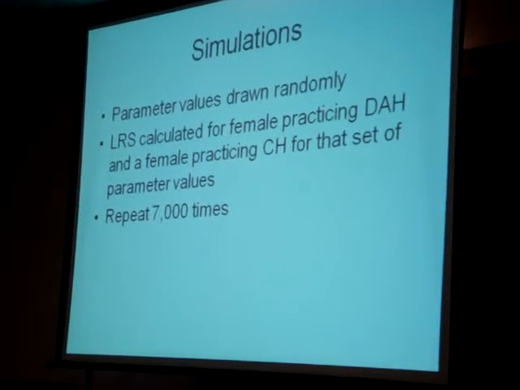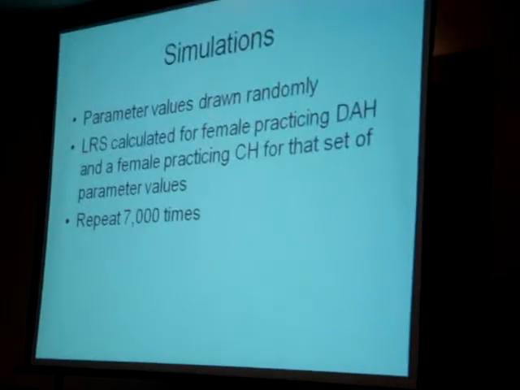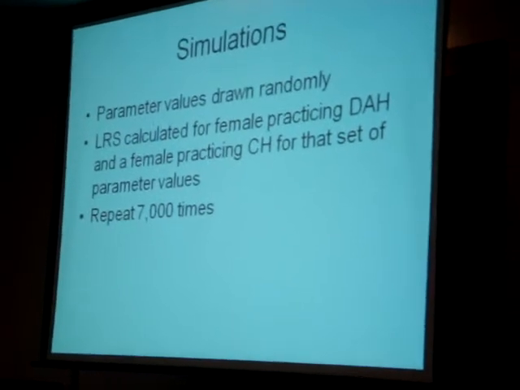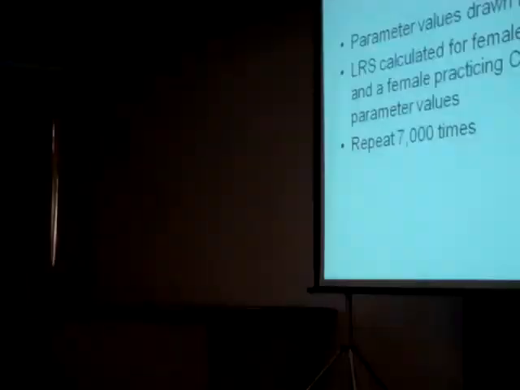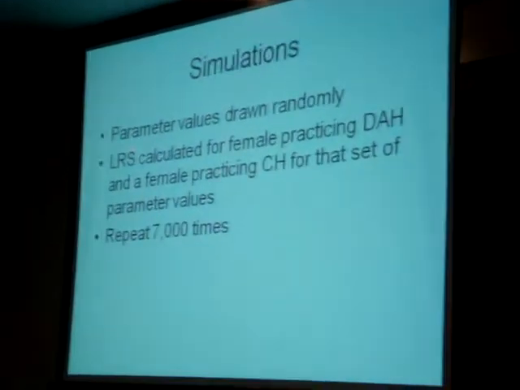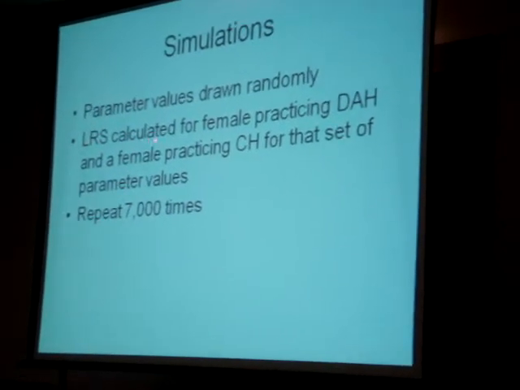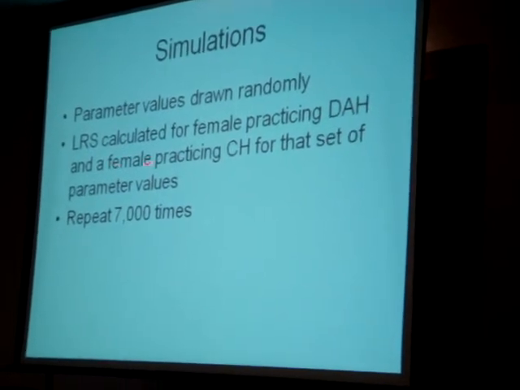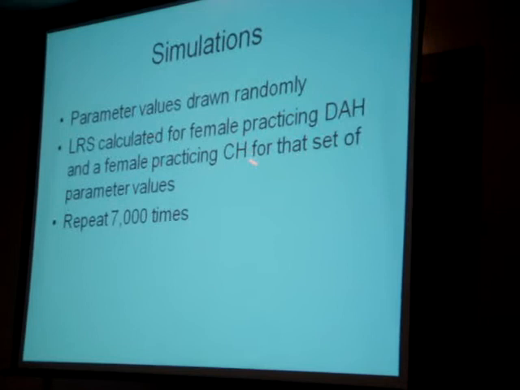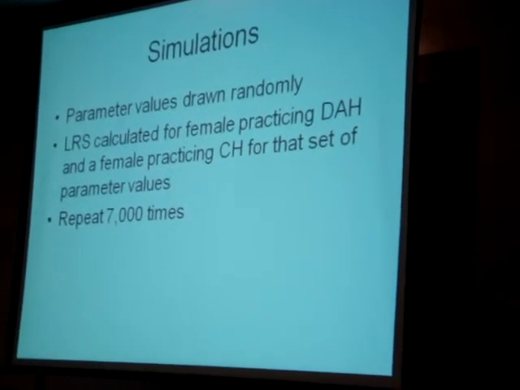is a life history event in which a female's probability of surviving changes with her level of expenditure. We have to sum up her lifetime reproductive success, and so we have to do this by simulation. We drew parameter values from the ranges randomly, and then calculated the lifetime reproductive success for a female practicing differential allocation, and then with the same parameter set for a female that would practice compensation, and we did that 7,000 times.